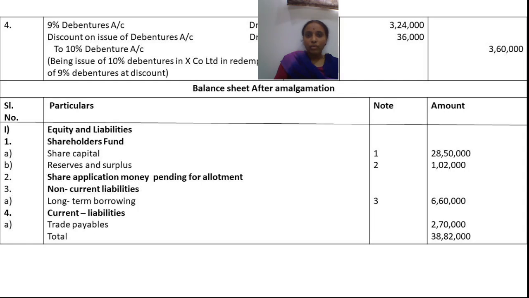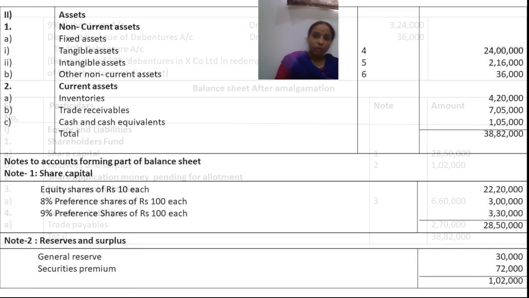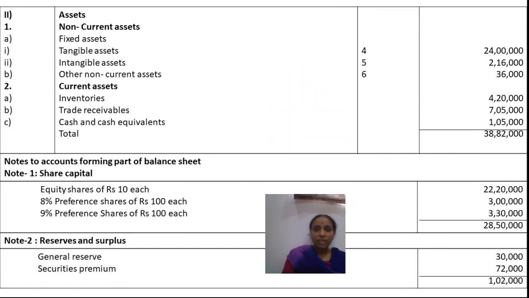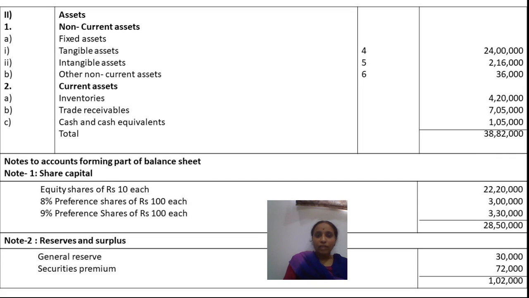So share capital is 28 lakh 50,000, reserves is 1 lakh 2,000, then long-term borrowings is 6 lakh 60,000, and trade payables is 2 lakh 70,000. Total value of liabilities is 38 lakh 82,000. Next are the assets we are going to take: tangible assets is 24 lakh, intangible assets is 2 lakh 16,000 including goodwill, non-current assets is 36,000, inventories is 4 lakh 20,000, trade receivables is 7 lakh 5,000, and cash and cash equivalents is 1 lakh 5,000. Total is again 38 lakh 82,000, which tallies assets and liabilities.